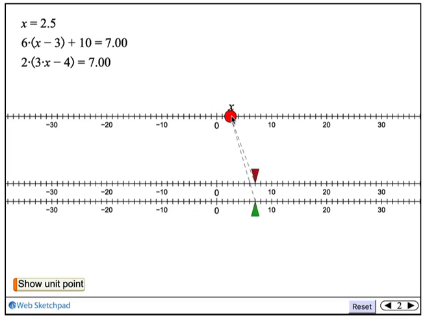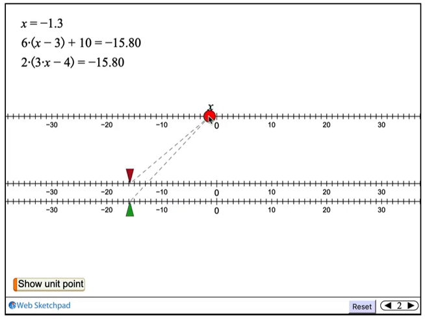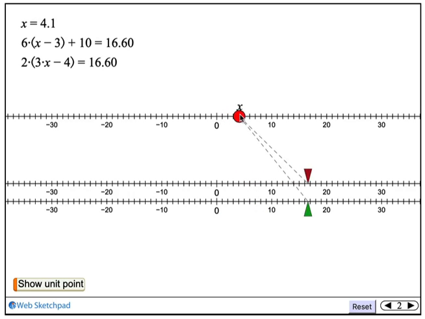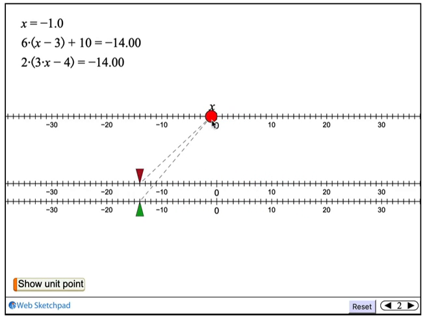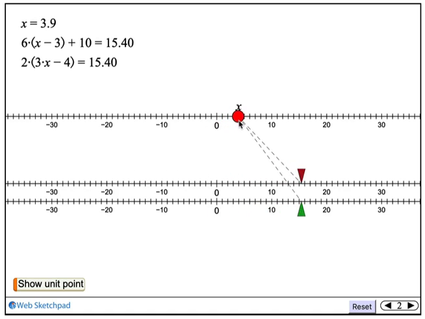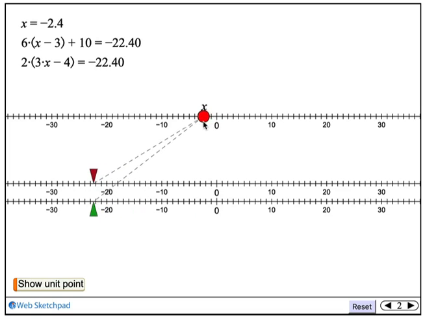Well, let's try dragging x and see what happens elsewhere. And notice something kind of interesting. No matter where I drag x, both the left and right side are always equal. These two pointers are moving in lockstep, one always directly above the other. So it appears that there are an infinite number of solutions.